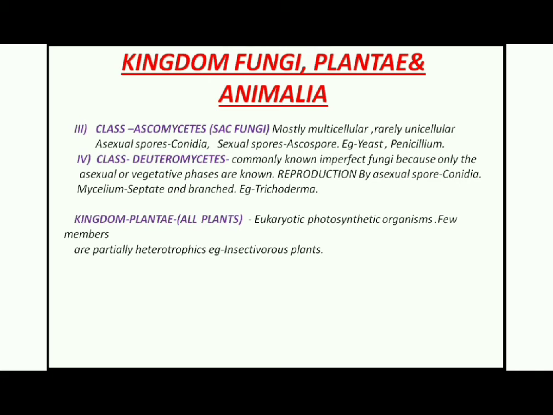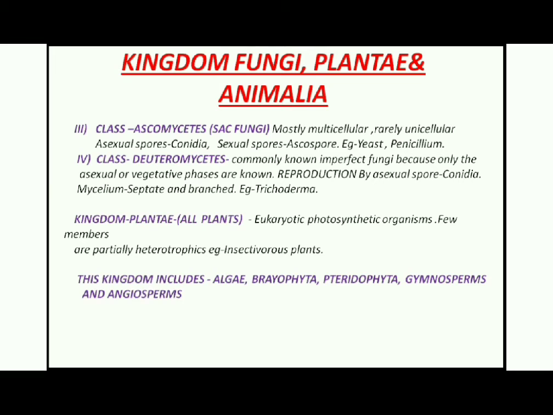Next we will talk about kingdom Animalia. They are heterotrophic eukaryotic organisms. This kingdom includes all the invertebrate phyla and the chordates.